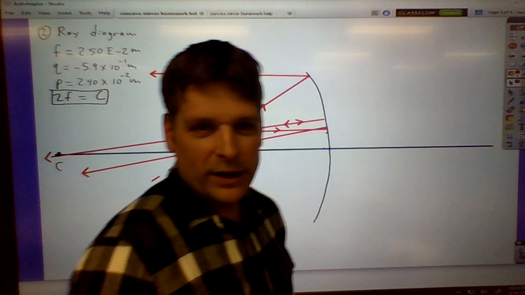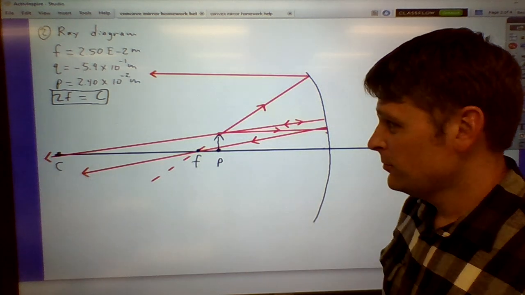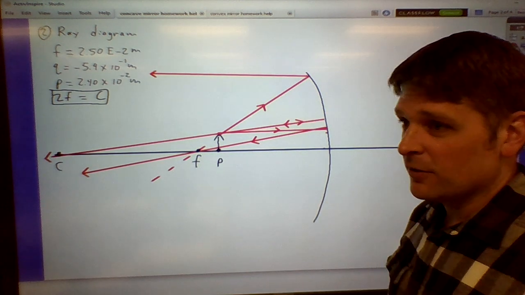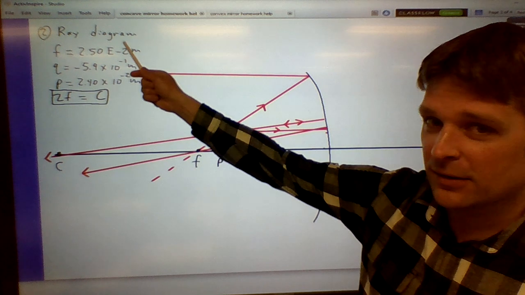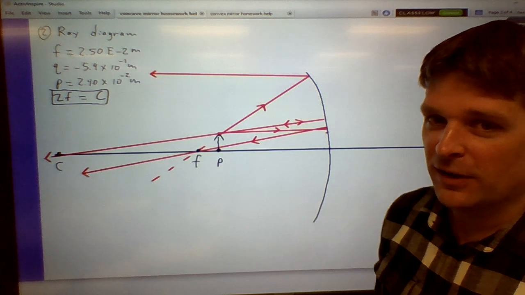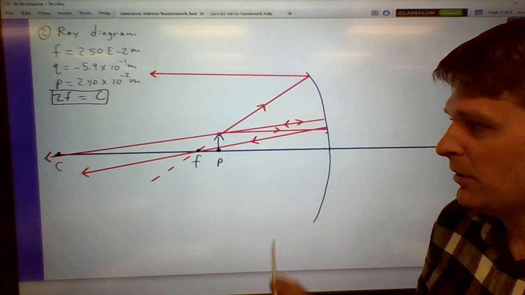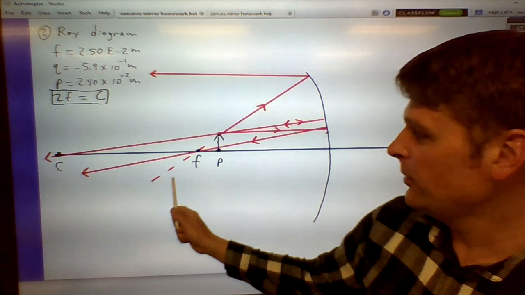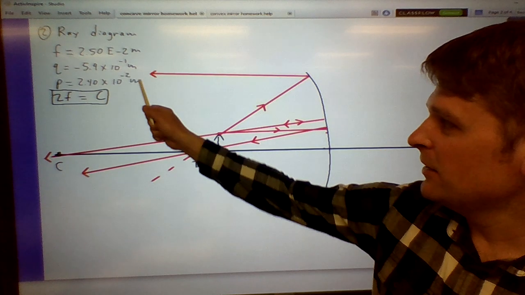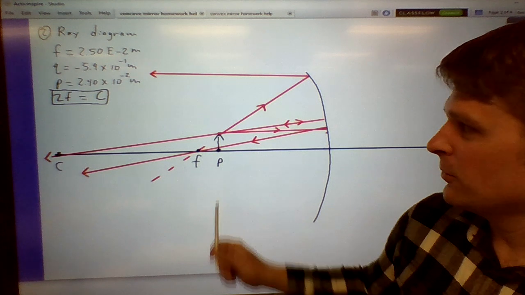Let's move on to the ray diagram for number 2. This one can be particularly confusing because it's a virtual image. Let's deal with that. I copied over the givens here from the previous slide so you can see. We've shown F and C. Remember, C has to be twice as far away as F. It also indicates that P, the object, is closer in than F, so we're going to draw it there.